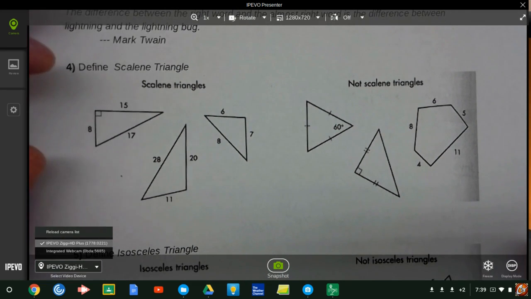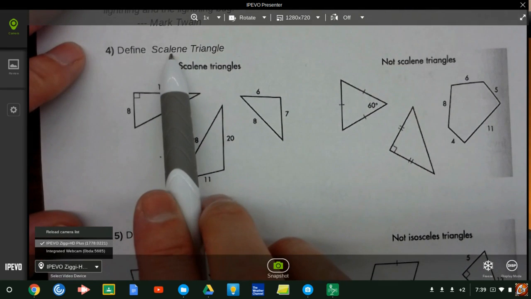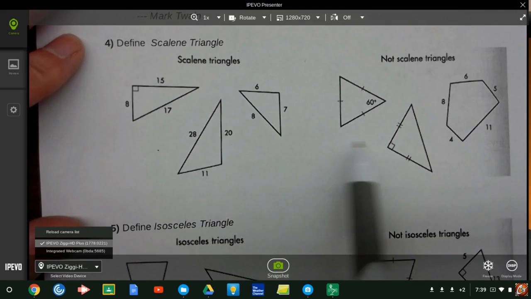Last time we were defining triangles based on angles. Now we want to look at them based on sides. So scalene triangle. Try this one out. These are scalene, these are not. Go for it.